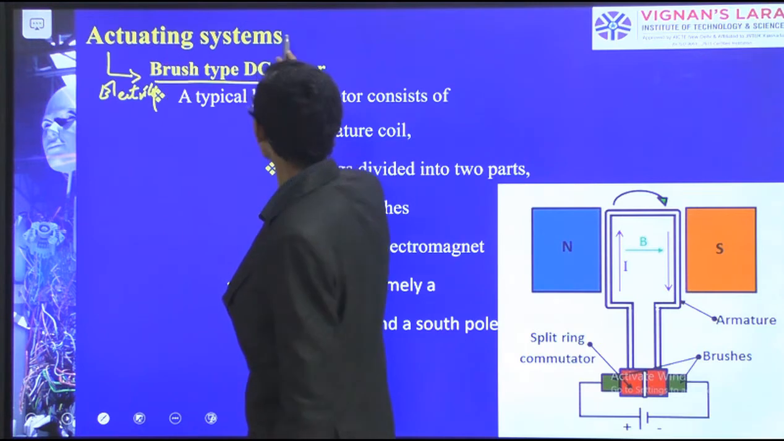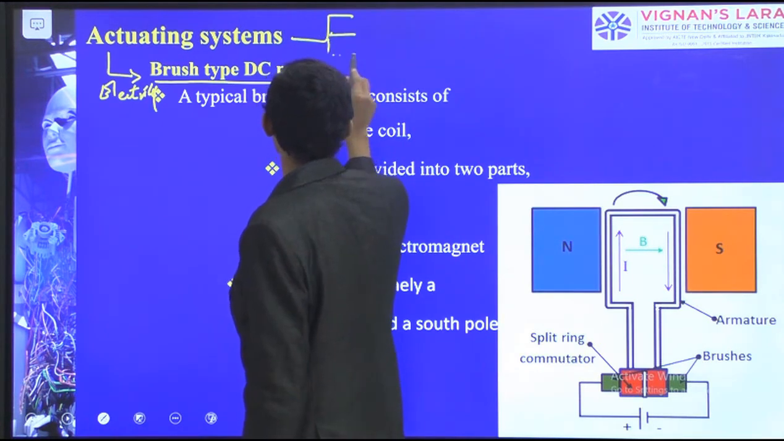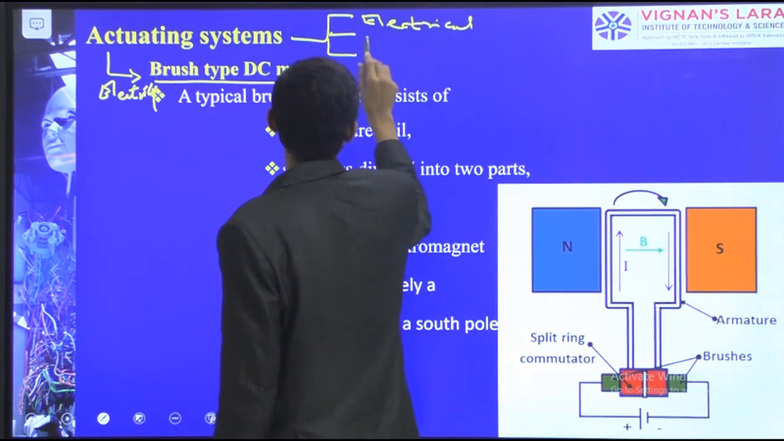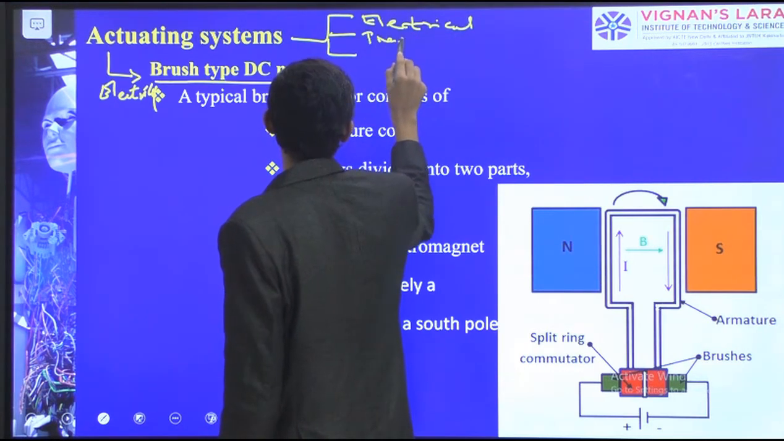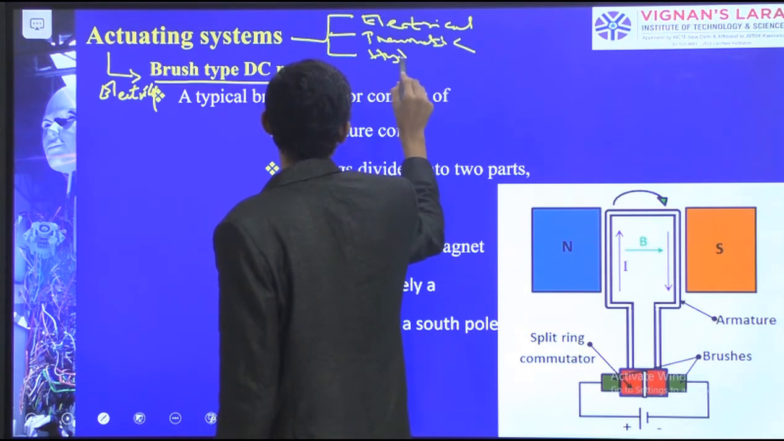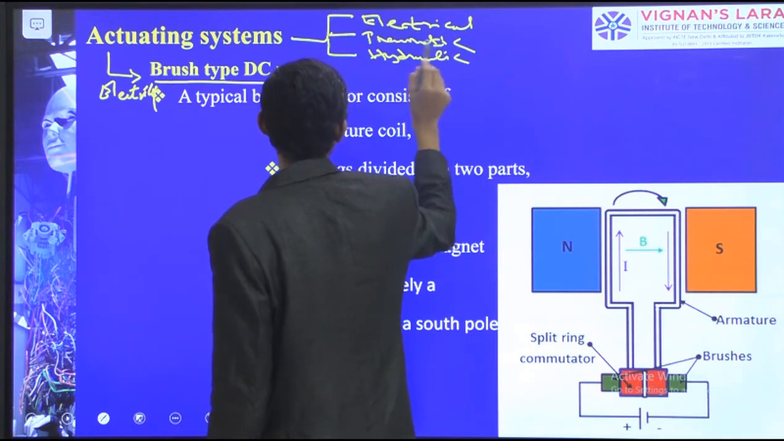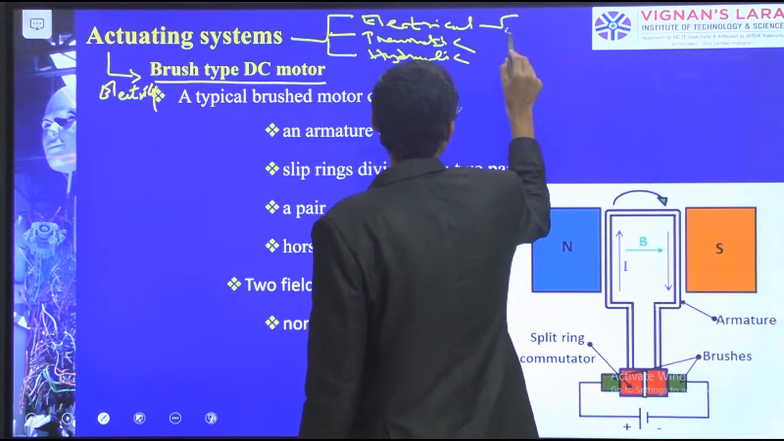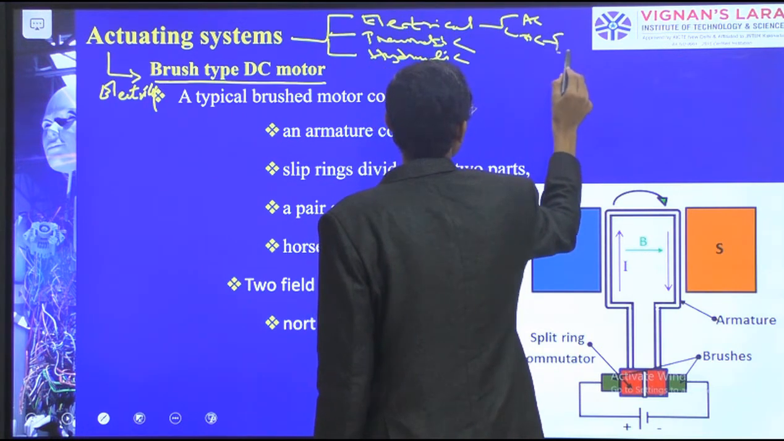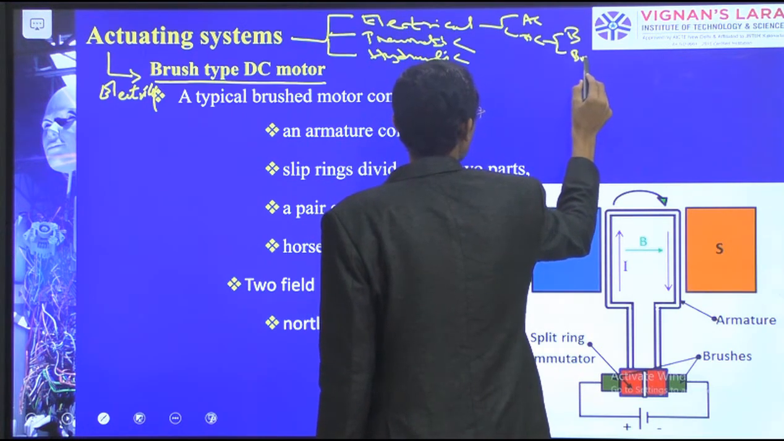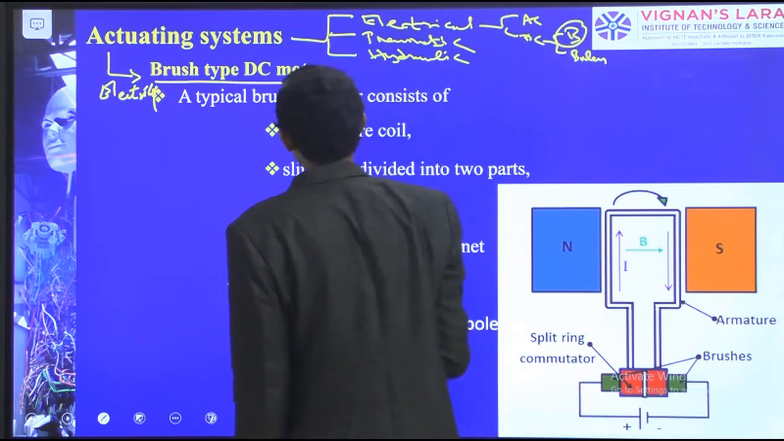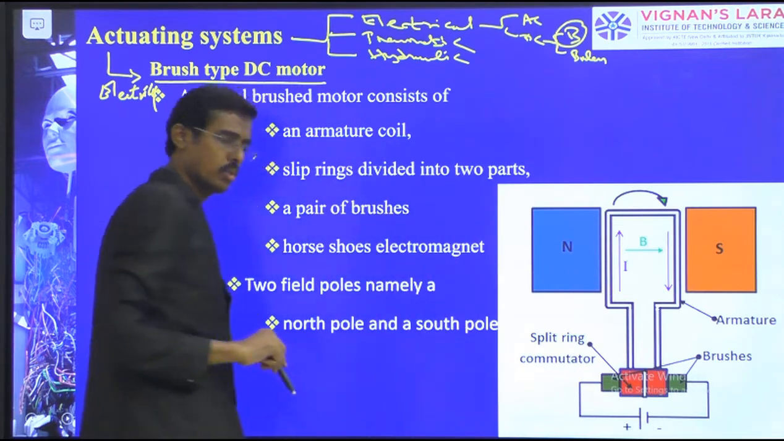From the actuating system we have divided into 3 categories: one is electrical, one is pneumatic, and one is hydraulic. From this we have taken the electrical into AC and DC, and this DC we have divided into brushed and brushless. Now we are seeing the brushed DC motor; both we have to see.